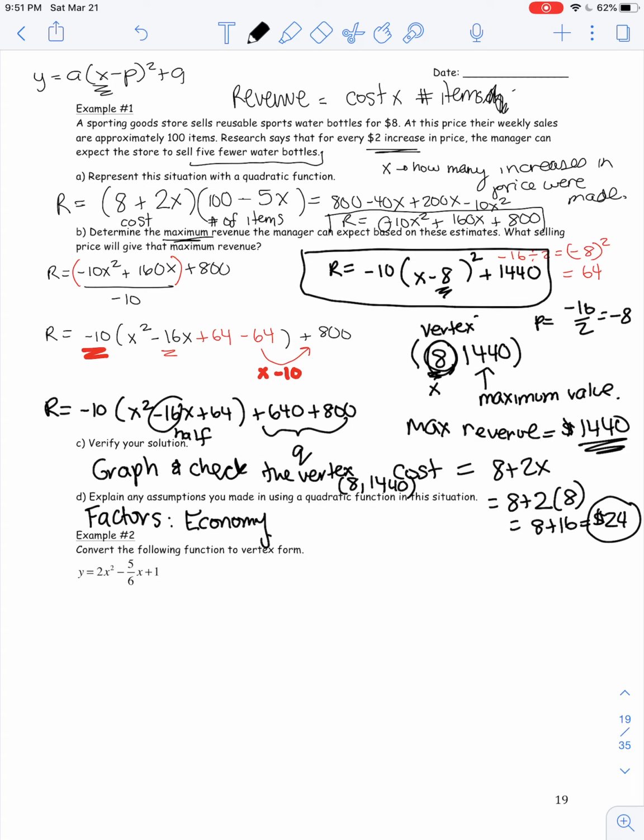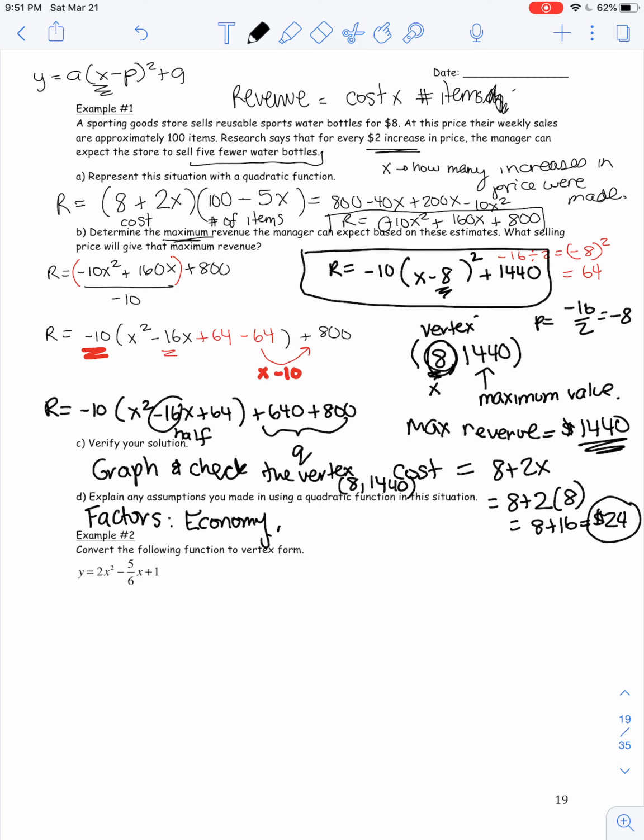So these maximum revenues are based on just the average. Now, if they have a winter season or if it's colder outside, maybe people are not buying water bottles as much, so that could affect it. So economy could affect this, and these are assumptions that we're making: that this is always going to happen, that the economy is staying the same, that we're not getting these changes, that we're getting the same kinds of customers, the same amount of customers each day. So there's a lot of factors here. That's what you want to think about when they say assumptions.